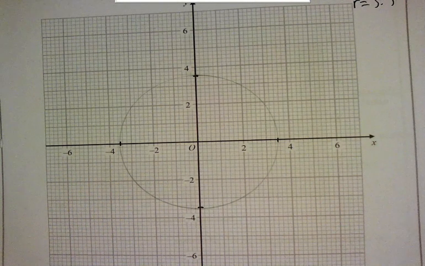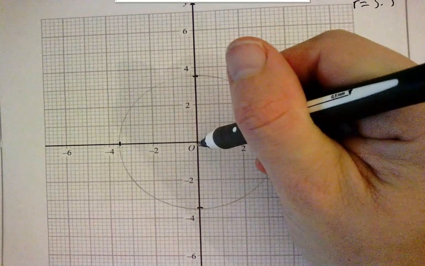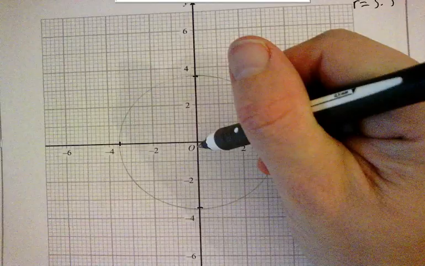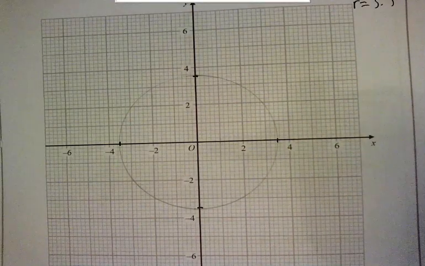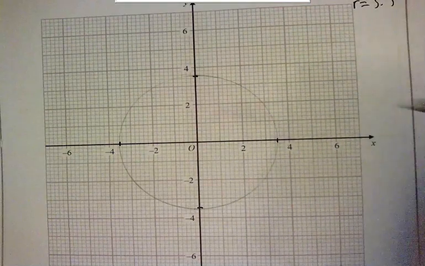You would get 1 mark for a circle with centre at the origin, but with a different radius, and you would get 2 marks for exactly this, circle centre at the origin, radius 3.5.